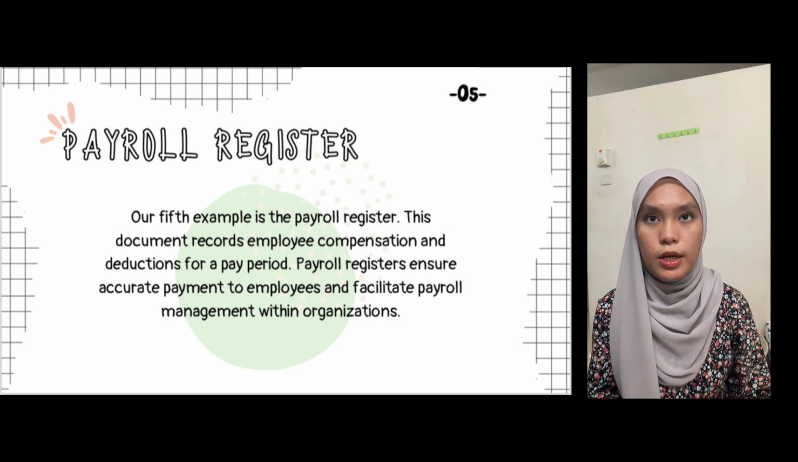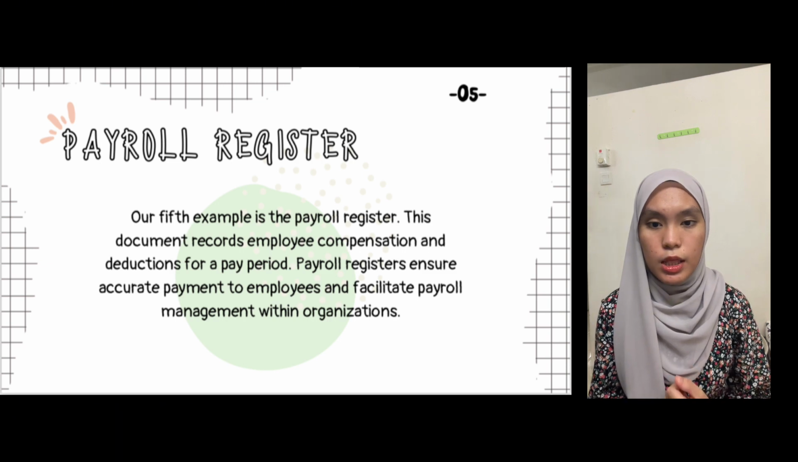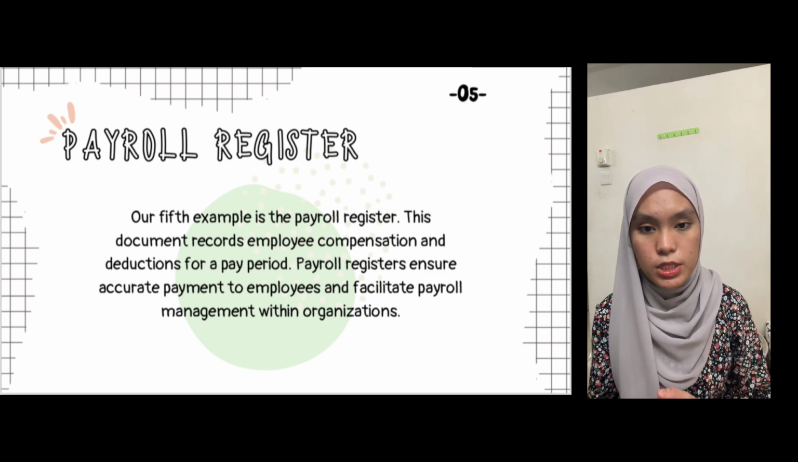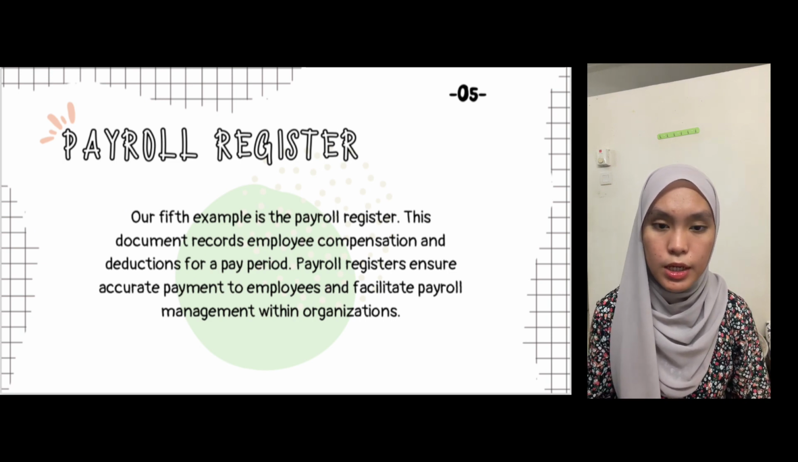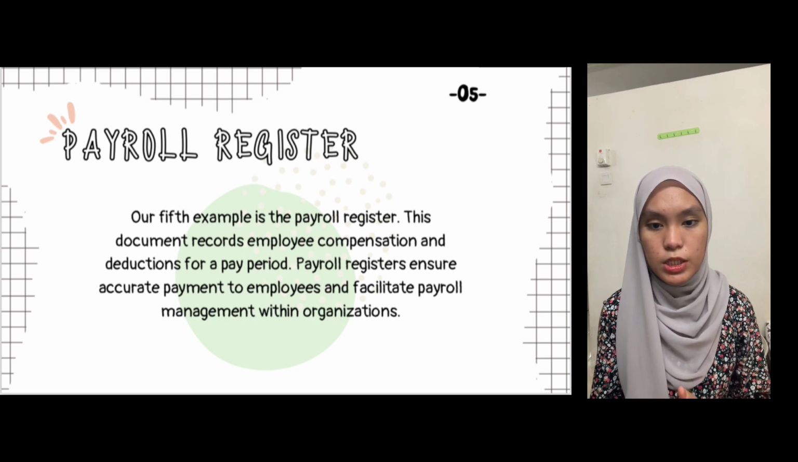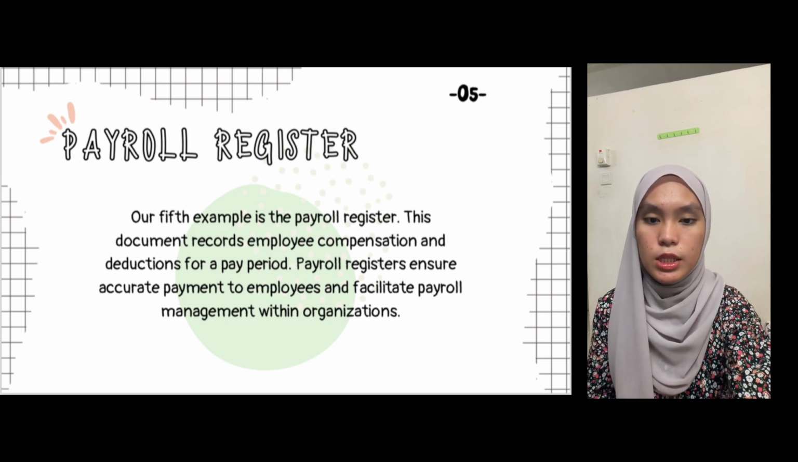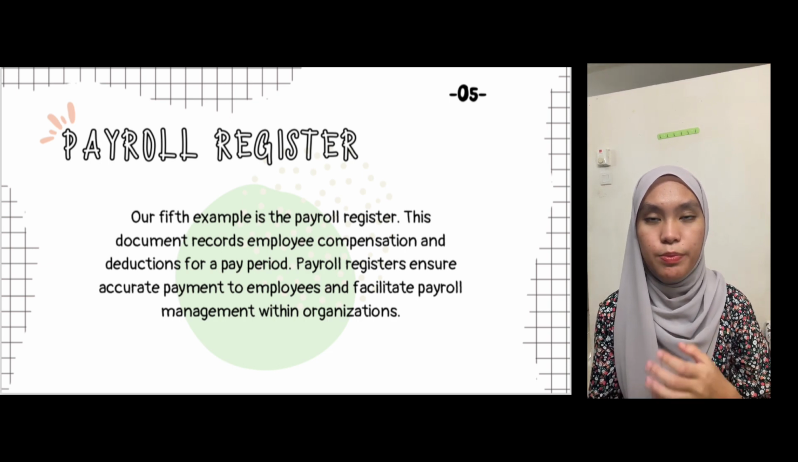The second one is that payroll records also contain information about earnings. This section outlines the various types of earnings an employee receives, including regular wages or salary, overtime pay, bonuses, commissions, and any other forms of compensation. It details the rate of pay and the number of hours worked for each pay period.